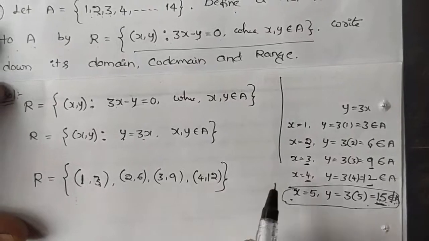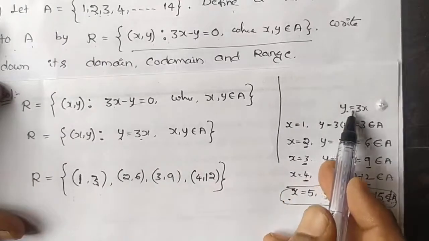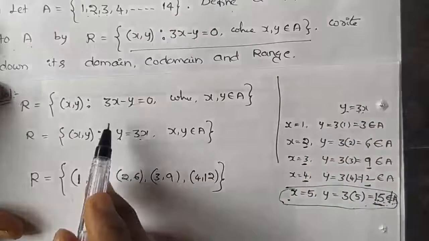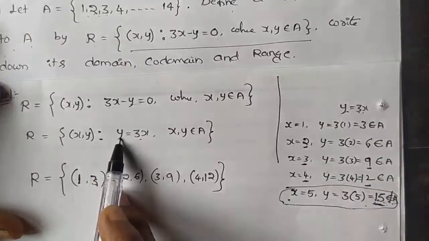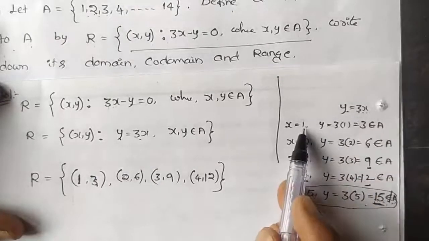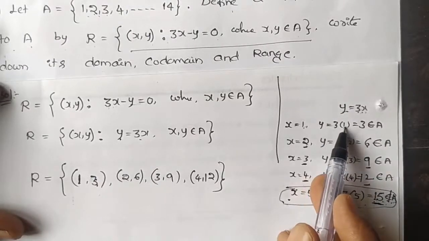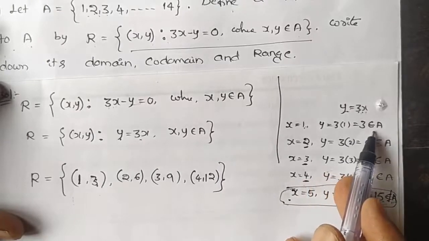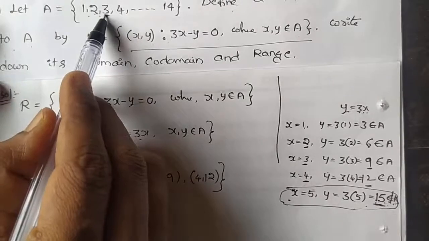Once again, briefly I will explain. Here we have y equals 3x, 3 times x. 3x minus y equals 0 means y equals 3x. If x equals 1, y equals 3 into 1, which is 3. Yes, that element 3 belongs to the set A.